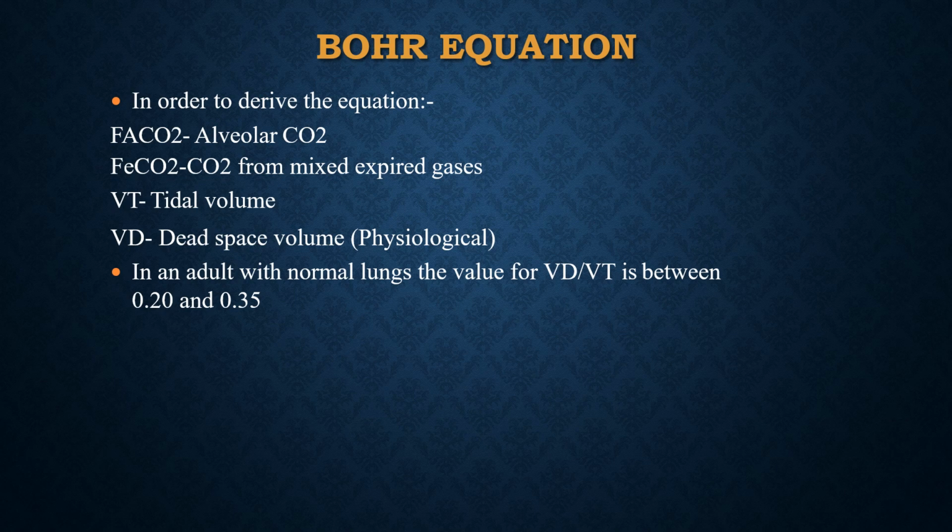So in order to derive the equation, FaCO2 is alveolar CO2 and FeCO2 is CO2 from the mixed expired gases, and Vt is tidal volume, Vd is physiological dead space volume. So in an adult with normal lungs, the value for Vd by Vt is between 0.2 and 0.35.